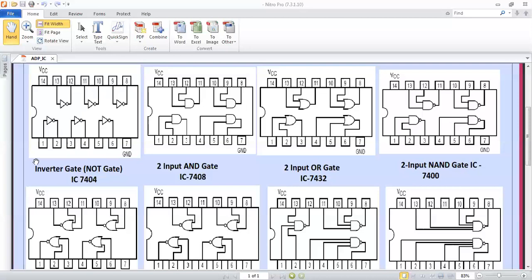For one input, for example, if we give input 0, the output will be 1. If you provide input equal to 1, then the output will be 0. This is the working of the NOT gate IC.